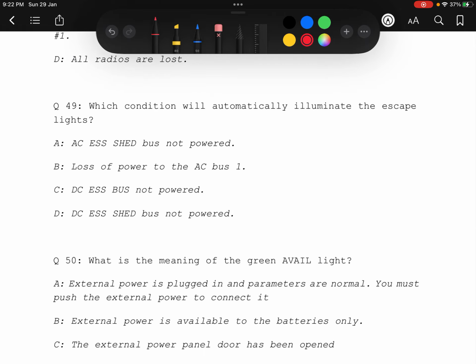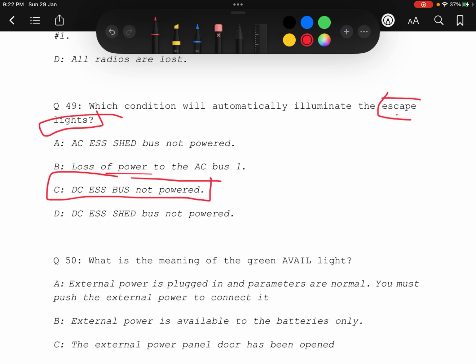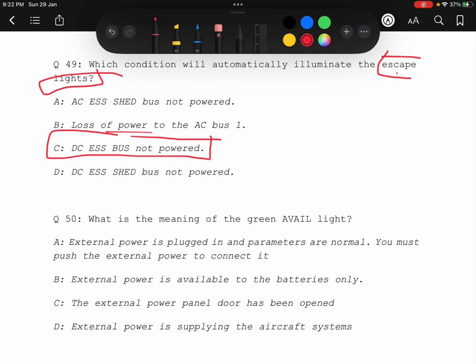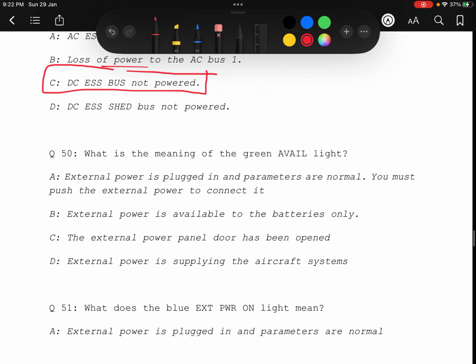Which condition will automatically illuminate the escape lights? Whenever there is DC essential bus not powered, then these escape lights will illuminate. I explained it before. What is the meaning of green avail light? Of where? We'll figure it out in the options.